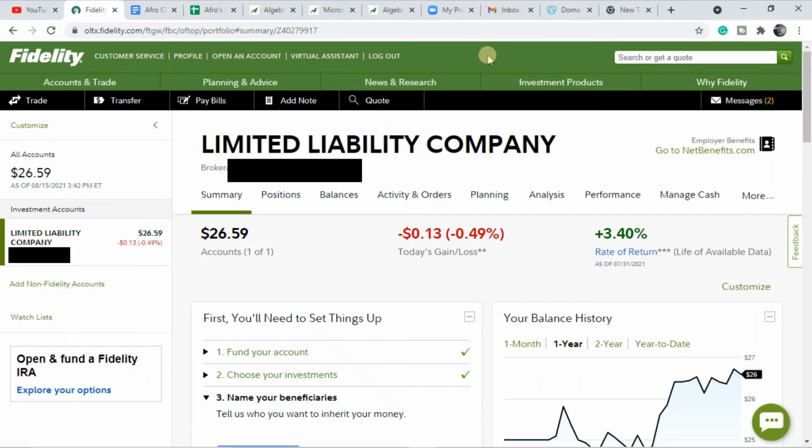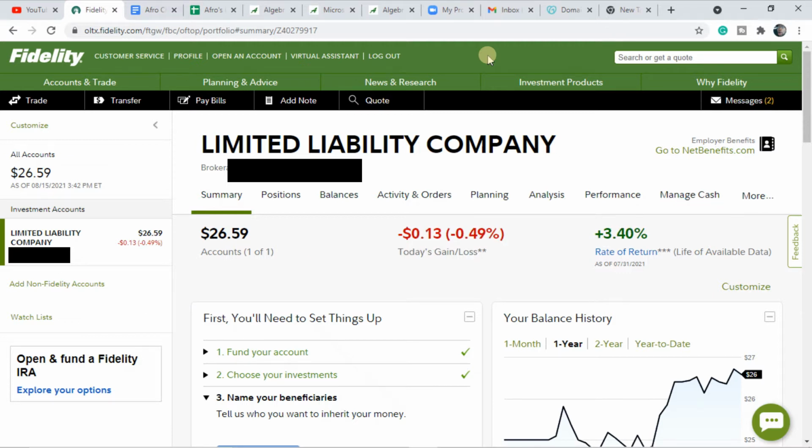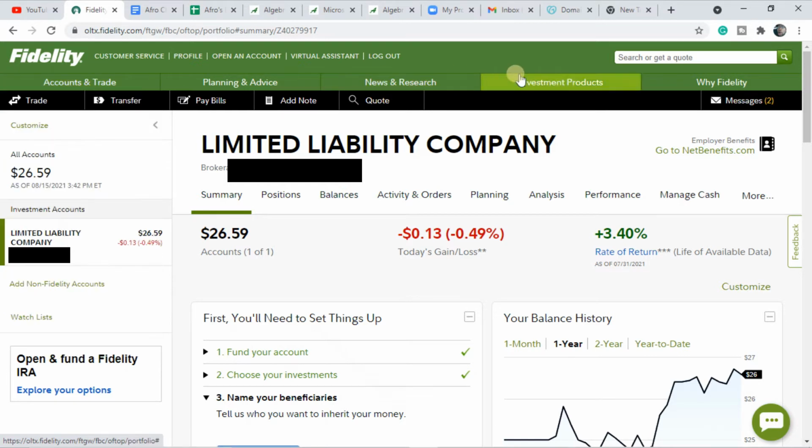Afro Senpai here. Somebody on Reddit was asking about how to buy a stock with Fidelity. So they've got some money in, so we're walking you through how to make an actual trade. This is an account that I set up for my business recently, so hopefully it doesn't look too different from a standard account. If I don't have this trade button right here, what I would do is click on something that says accounts and trade and then click on trade.